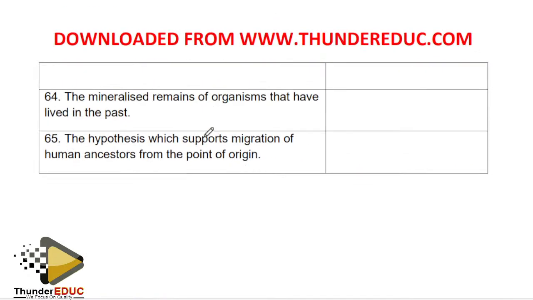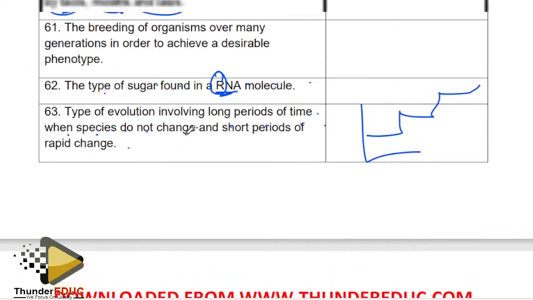And then he's saying that the mineralized remains of organisms that have lived in the past, how do you call that? We call them fossils. And then the hypothesis which supports the migration of ancestors from the point of origin, we call it the out of Africa hypothesis.